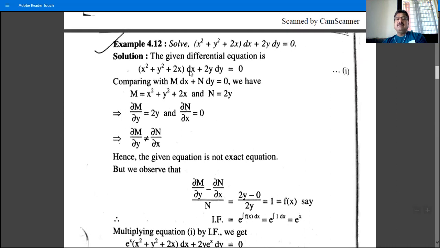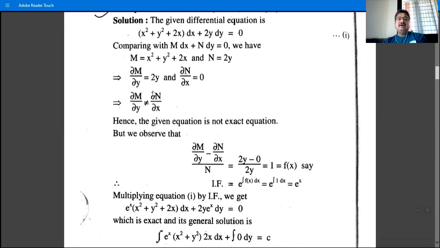So next example, solve x square plus y square plus 2x dx plus 2y dy is equal to 0. The given differential equation is this. So compare with M dx plus N dy is equal to 0. So we have M as this, N as this, and if you find dou M by dou y it is 2y, because the derivative with respect to y means x square derivative is 0, y square 2y, 2x 0. Dou N by dou x is 2y, derivative is 0 with respect to x. And so dou M by dou y is not equal to dou N by dou x.